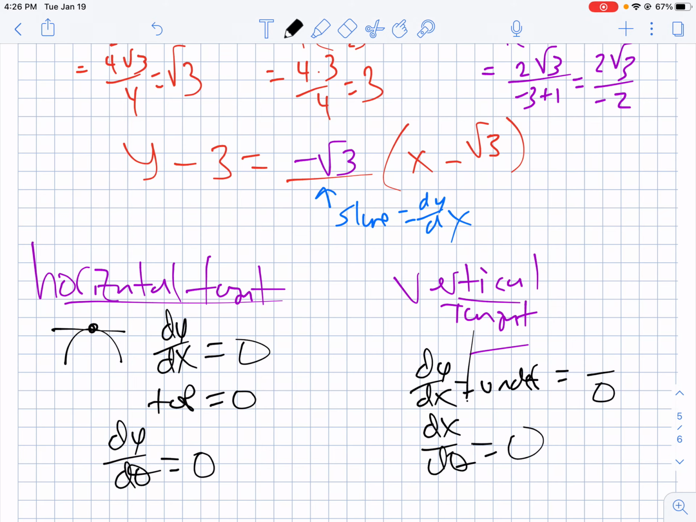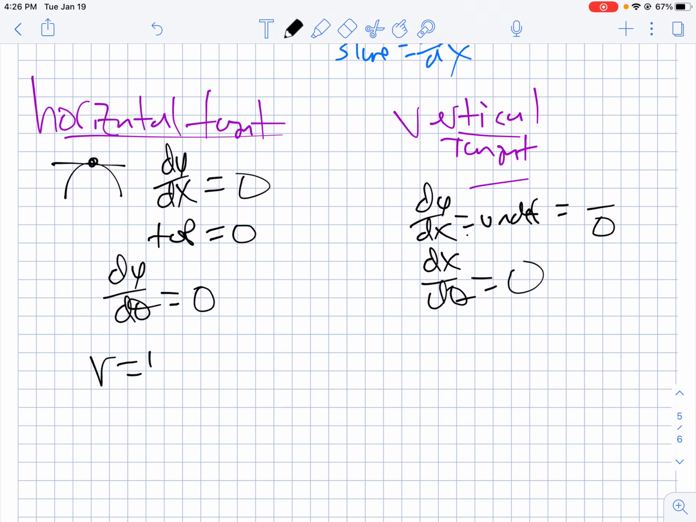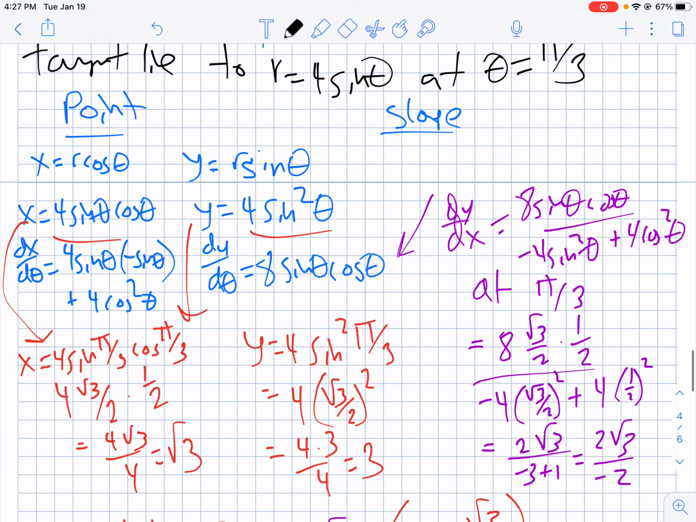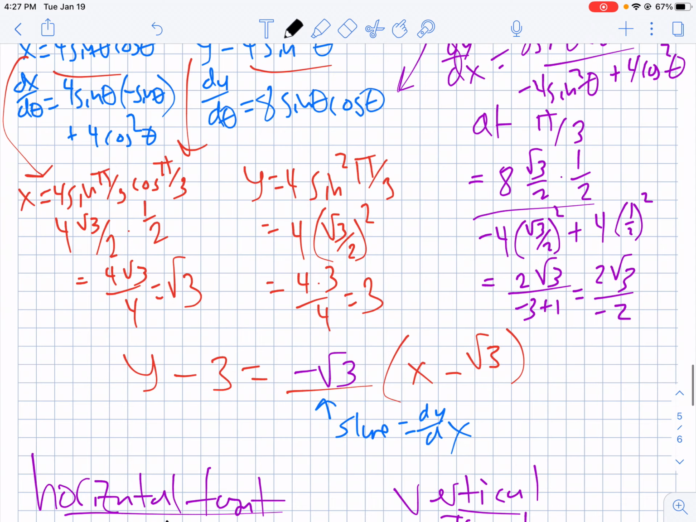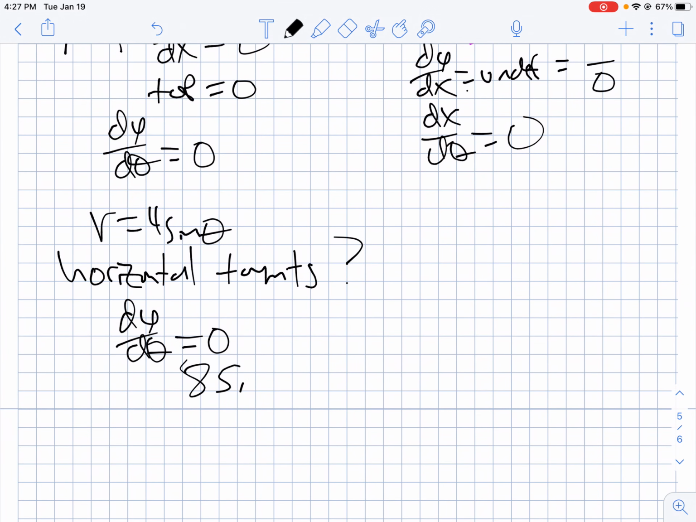Okay. And if you have to solve this equation, for example, the problem we just had was r equals 4 sine of theta. If you want to see where the horizontal tangents are, okay, where is my dy d theta equal to 0? Now this is a problem we just did, so let's just use that. This is my dy d theta here. So that's saying that 8 sine theta times cosine theta equals 0.